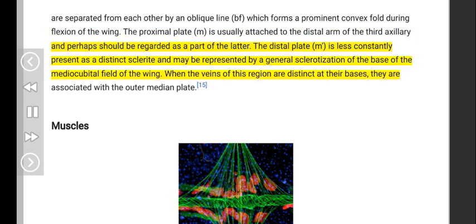The distal plate, M, is less constantly present as a distinct scleroid and may be represented by a general sclerotization of the base of the mediocubital field of the wing. When the veins of this region are distinct at their bases, they are associated with the outer median plate.